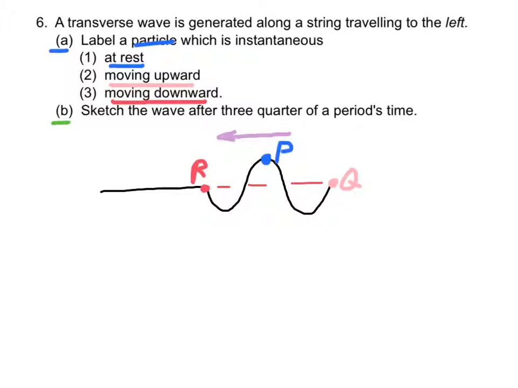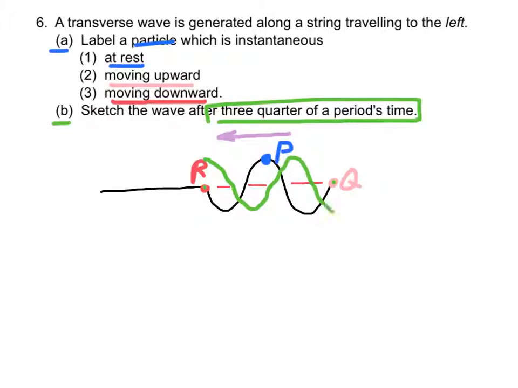For part B, after 3/4 of a period's time, the wave along RQ will become the green one. Also, the wave will move forward, that is, move to the left, by a distance of 3/4 of complete wave. That is, the wave will travel a length of 3/4 of wavelength longer.